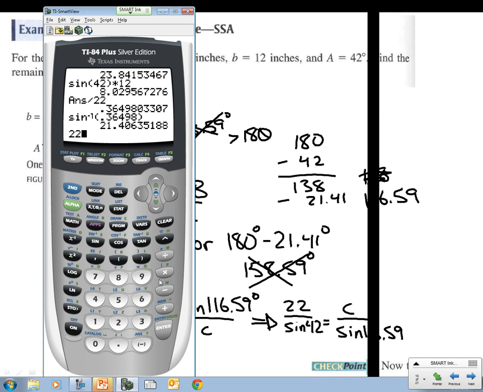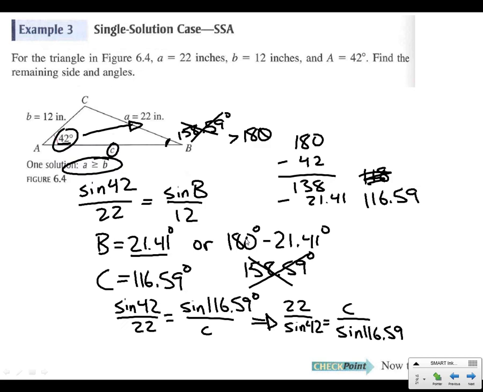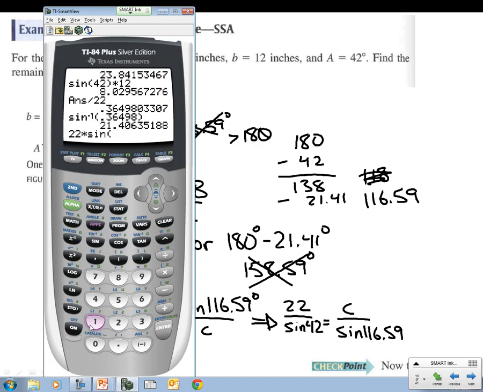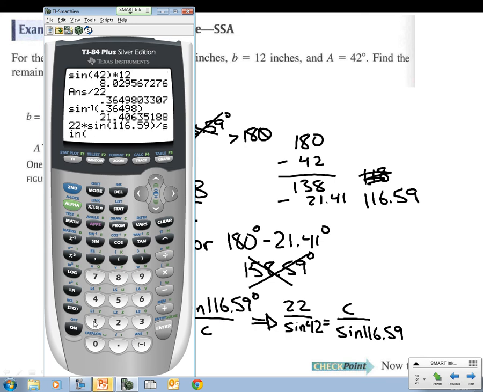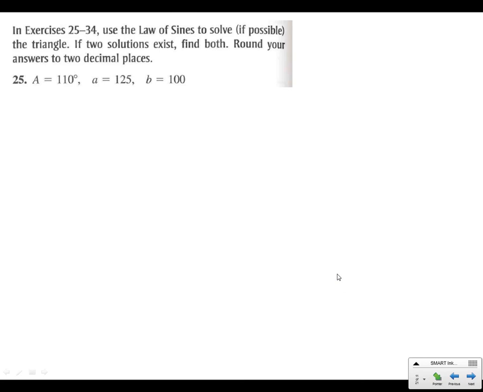So 22 times sine of 116.59 and divided by the sine of 42. 29.40 would be the side length for C. All right, your turn on problem 25.